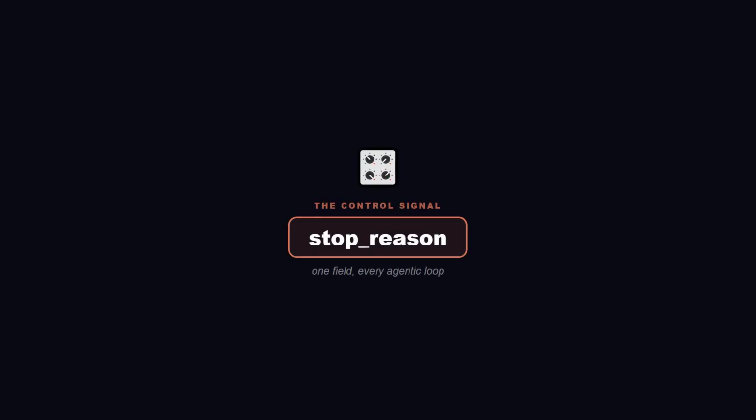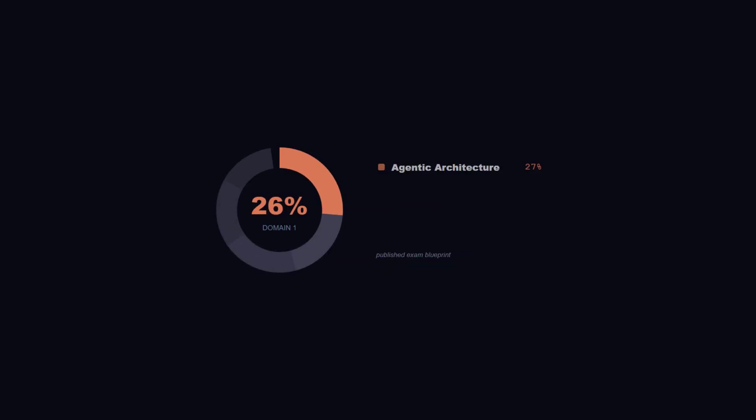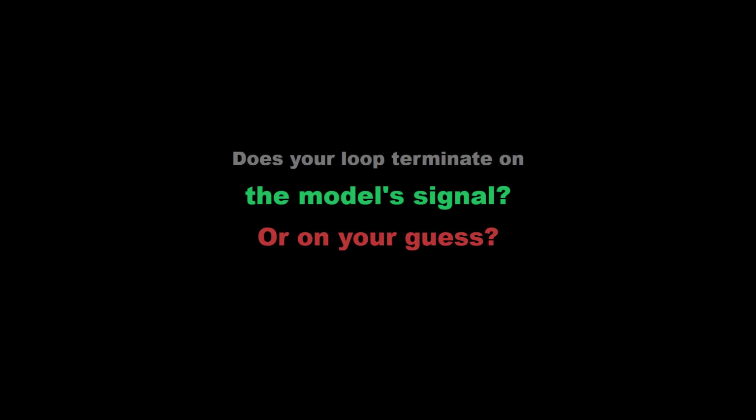That field is called stop reason, and it's the single most tested idea on Anthropic's Claude Certified Architect exam. Domain 1, Agentic Architecture, is 27% of your score. Every scenario question in it comes back to one thing. Does your loop terminate on the model's signal or on your guess?